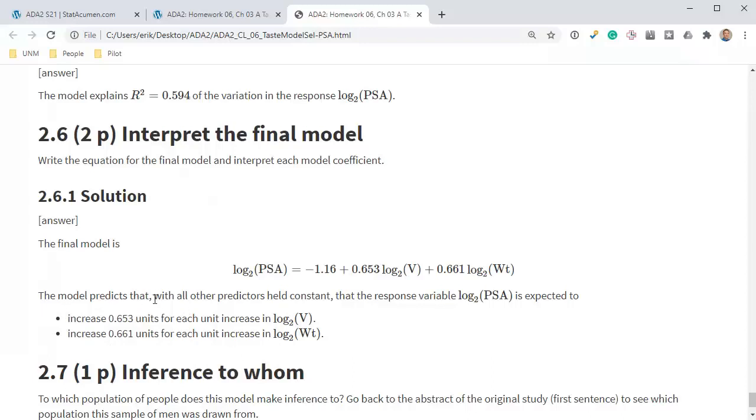Okay, but let's see what we've done. The model predicts that with all other predictor variables held constant, the response variable, log PSA, is expected to increase by 0.653 units for each unit increase in the log 2 of the volume. Perfect. And it will increase by this much for each increase in weight. Now the last part here, which is most valuable to those of you who need to keep track of units, is that when we've got units here, we can fill that in with what the actual units are.